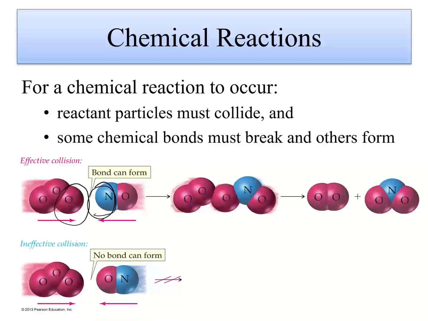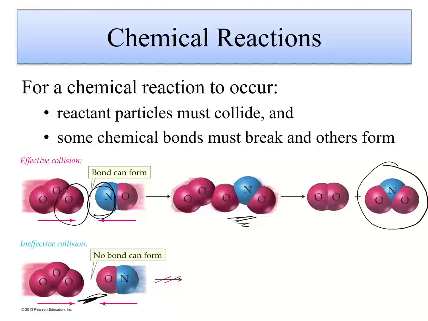Because of this orientation, a nitrogen-oxygen bond in a new molecule can occur. So the new molecule is formed. If my molecules don't have a proper orientation and nitrogen is not facing the oxygen, in this case no bond can form. So particles or molecules need to have proper orientation. Some chemical bonds must break and some others form.